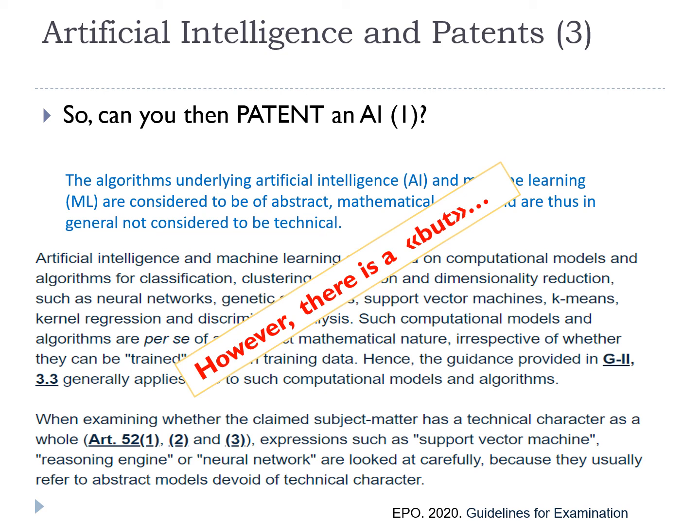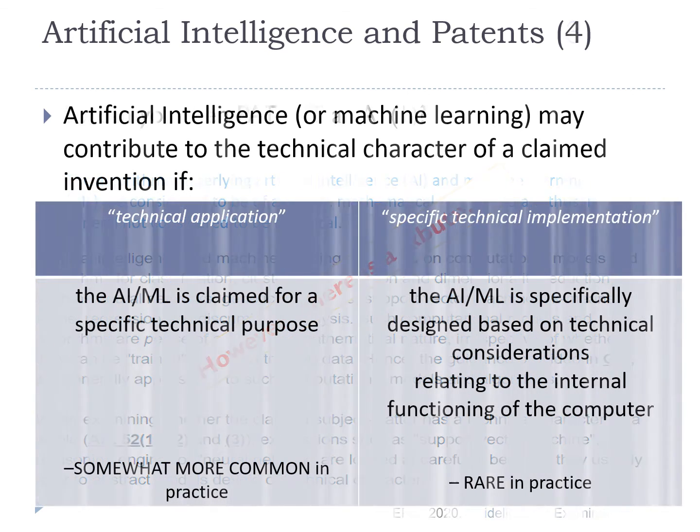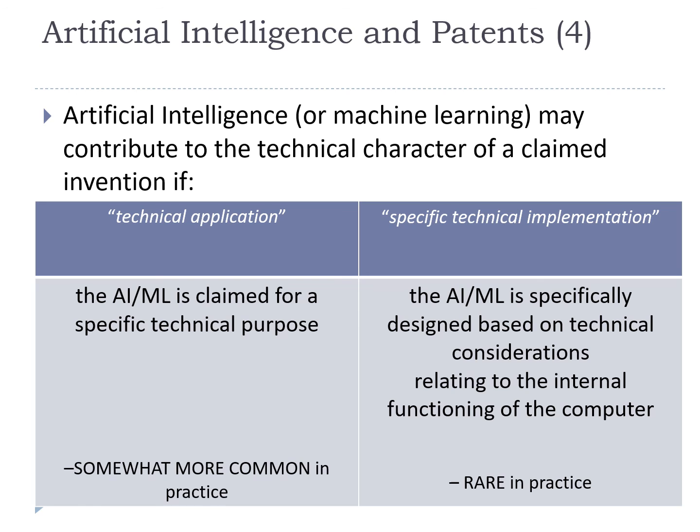But let's look on the next page at what has potential to be patented anyway. So there is some leeway in 2 distinct cases. One is so-called technical applications. So the artificial intelligence or machine learning is claimed for a specific technical purpose. A typical example would be where artificial intelligence or machine learning are used for controlling machinery. So this kind of specific technical purpose must be recited in the claim. And so the claim must be functionally limited to that purpose. These are somewhat more common in practice.